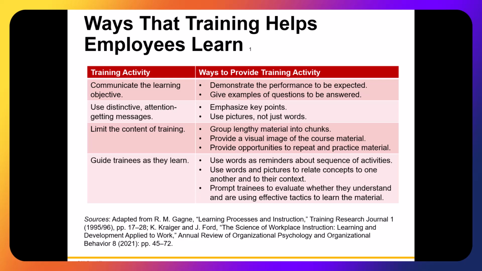Ways that training helps employees learn. Training activity: communicate the learning objectives. It basically gives them a chance to perform it, see examples, and see things while they're doing it. Use distinctive attention-getting messages. This is what keeps people's attention. You've got to keep them interested. If something is boring, it's not interesting to them, and you won't keep their attention. If you don't keep their attention, guess what they're not doing? Learning. Limit the content of training.